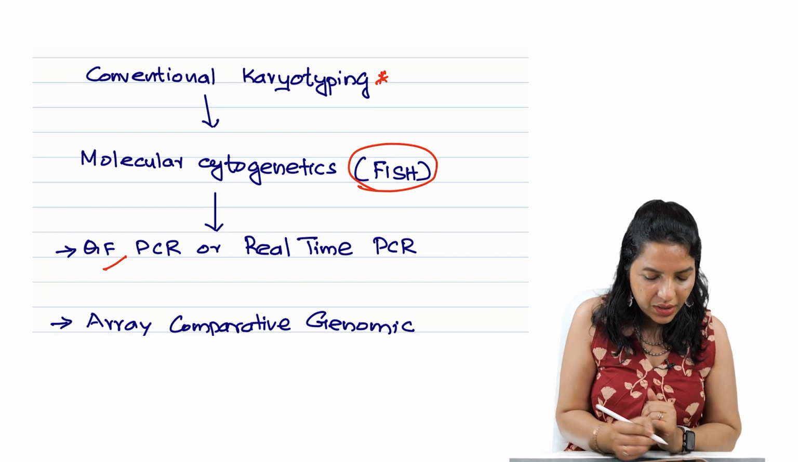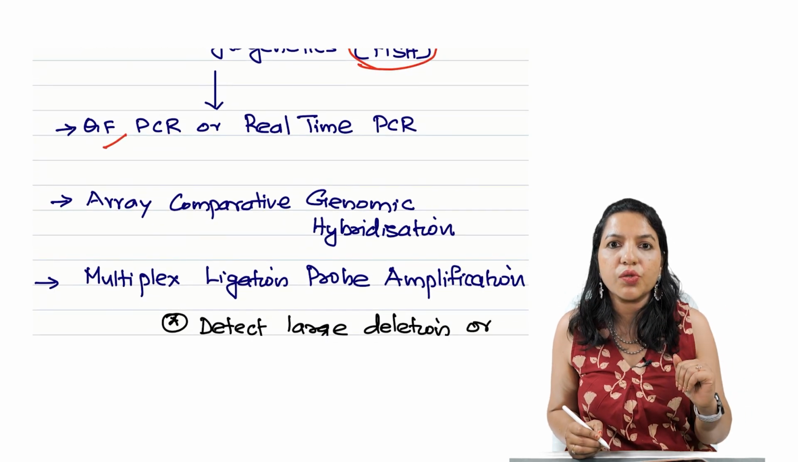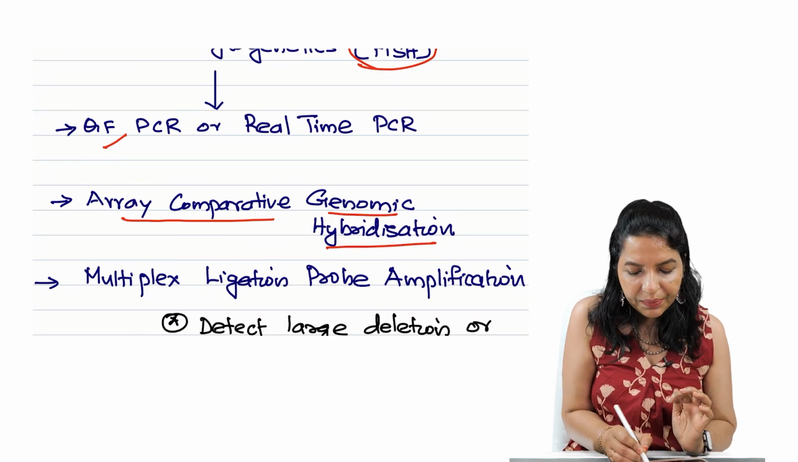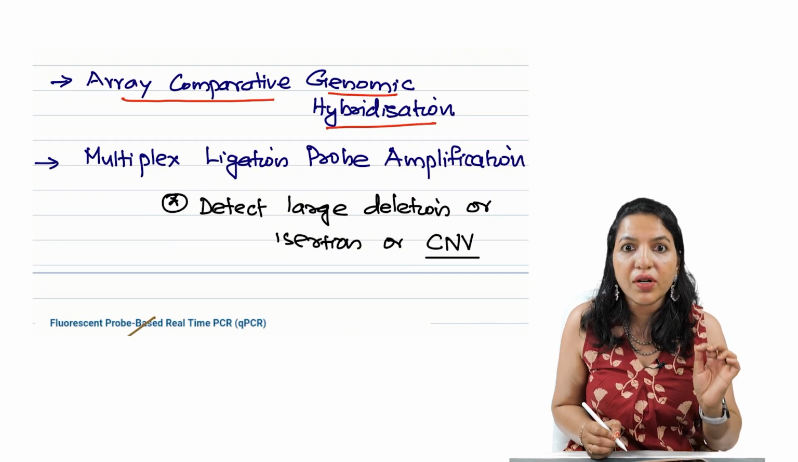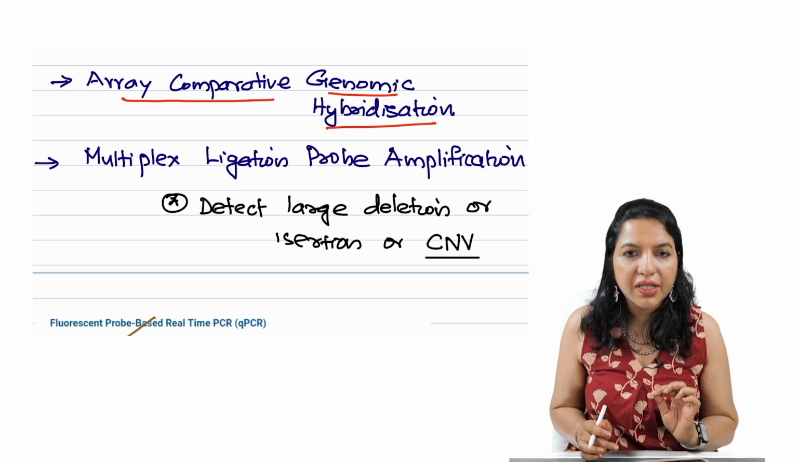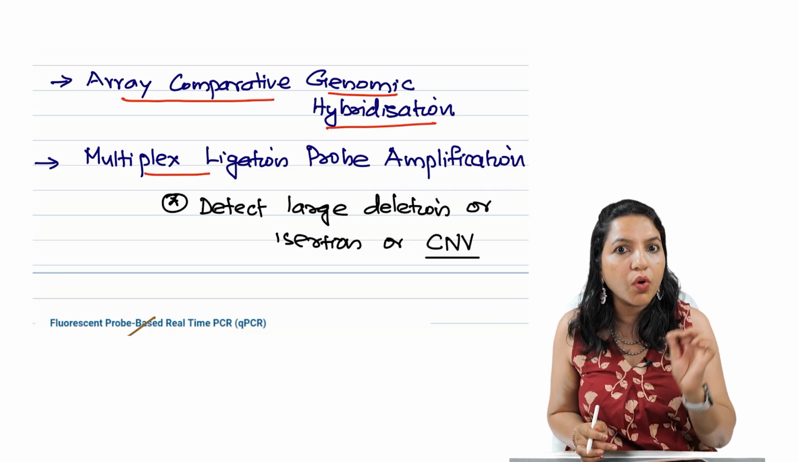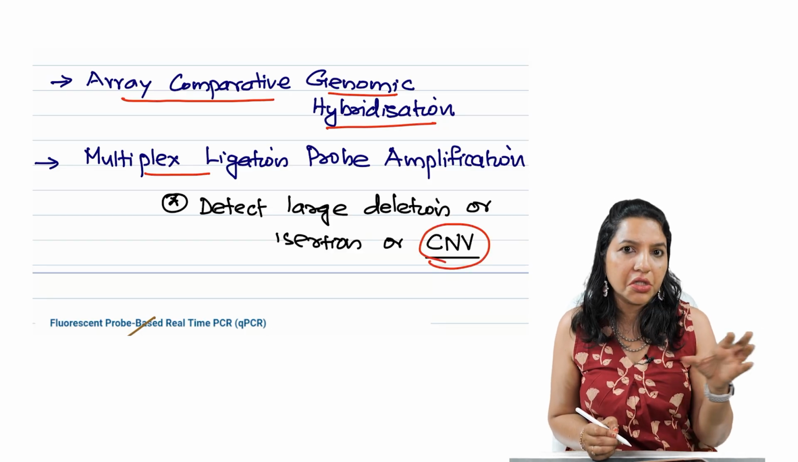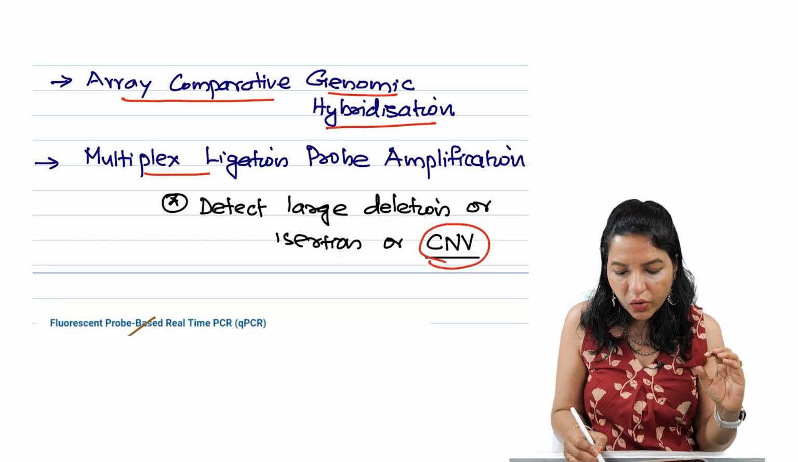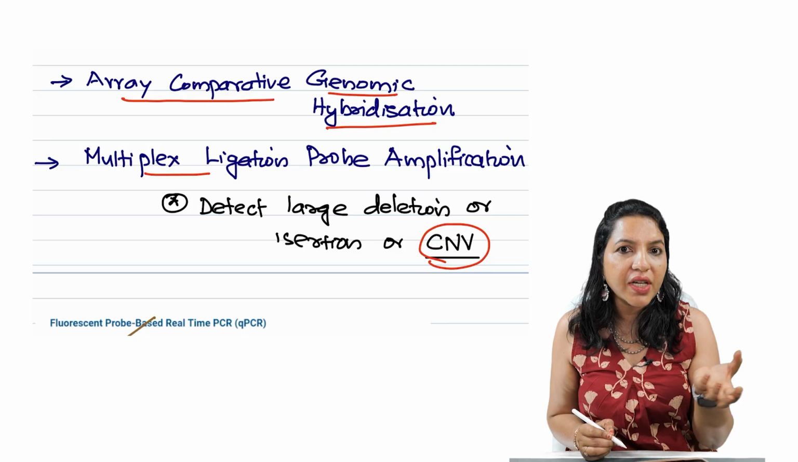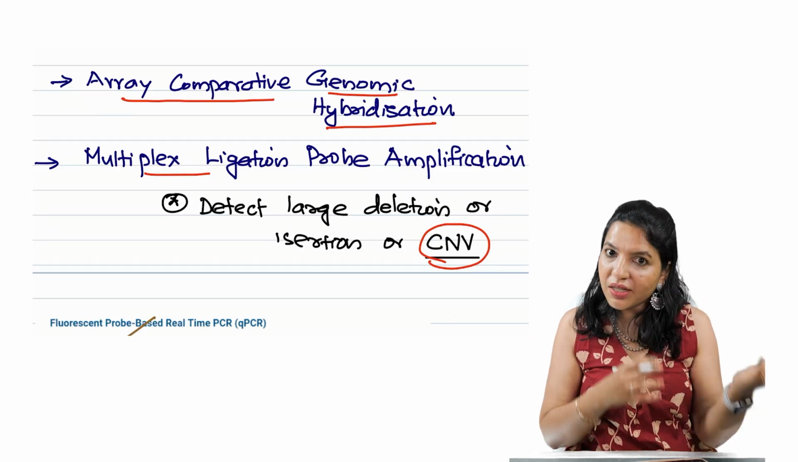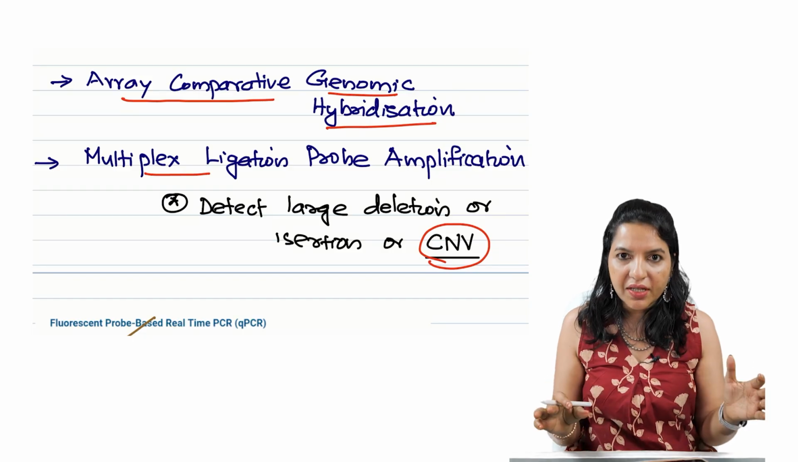So this is neither. Then another technique that we can use is comparative genomic hybridization, otherwise array comparative genomic hybridization or array CGH. The next technique is multiplex ligation probe amplification. In this technique, we can detect large deletions or insertions or copy number variations, and we know that in aneuploidy there is a large deletion, or insertion is also possible. So these are the various techniques.